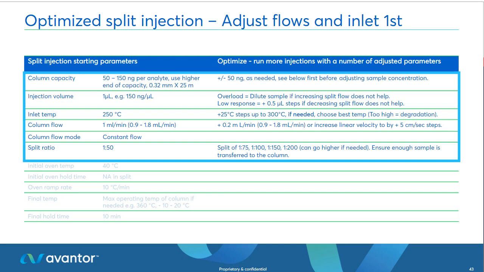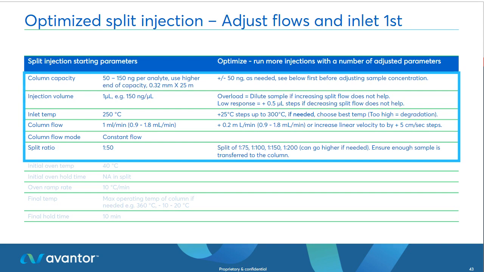The main thing to change is the split ratio. So you can set split ratios of 1 to 75, 1 to 100, 1 to 150, and 1 to 200. You can even go higher if needed. Ensure enough sample is being transferred to the column.